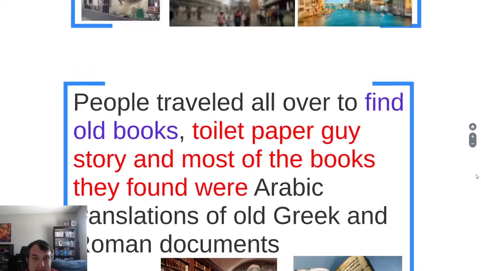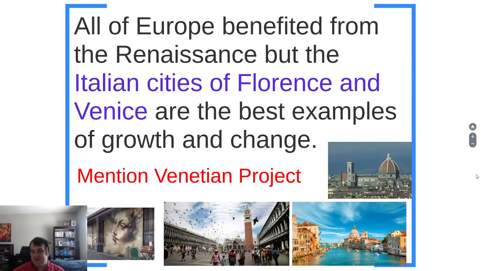There you go. All right, now all of Europe benefited from the Renaissance. This new excitement of ideas traveled all over. People got it. But the places that are really the highlights for the Renaissance are the Italian cities of Florence and Venice. And still to this day, you could go to Florence and Venice and see some really cool stuff that was built 500 years ago.